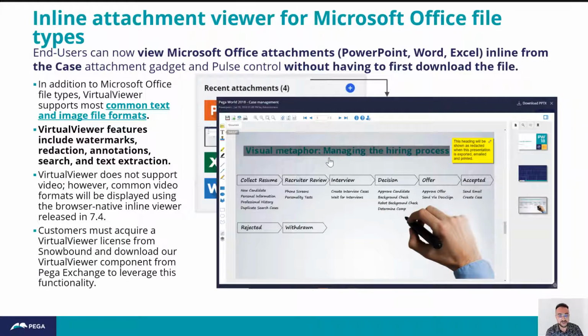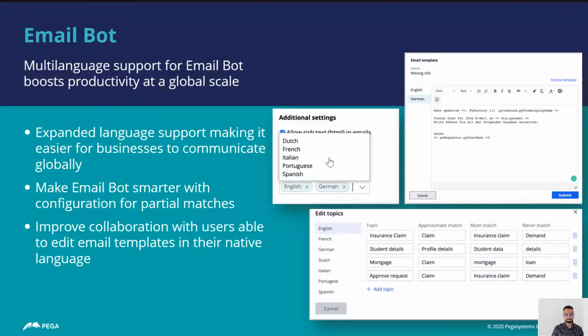Now to the new inline attachment viewer, which allows end users to view different Microsoft Office documents such as PowerPoint, Word, and Excel files without having to download those attachments. And it's not just about viewing. This new feature includes watermarks, annotations, and search capabilities.